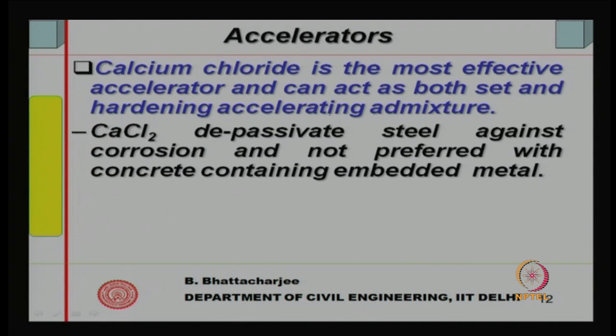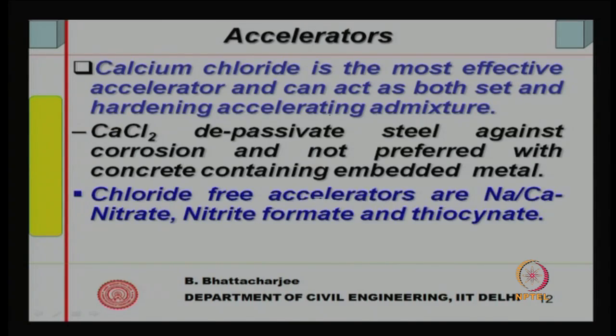But unfortunately, calcium chloride is a problem for the durability of reinforced concrete, because it will initiate the rebar corrosion process by what is known as depassivation of the steel. Usually some kind of passive layer forms over steel which protects the steel, but if calcium chloride is present, such passive layers get broken down, and it is called depassivation. It is not preferred. So, if you have embedded steel in concrete, calcium chloride is not the preferred admixture. In fact, it is not used anymore. Chloride free accelerators are what is preferred.